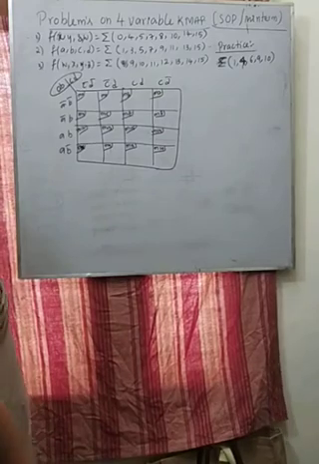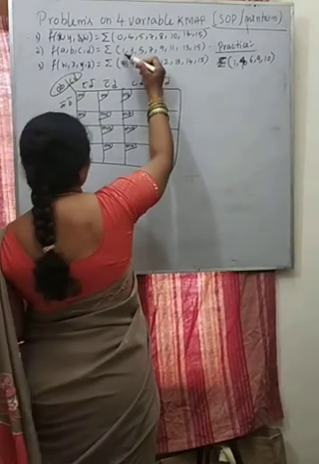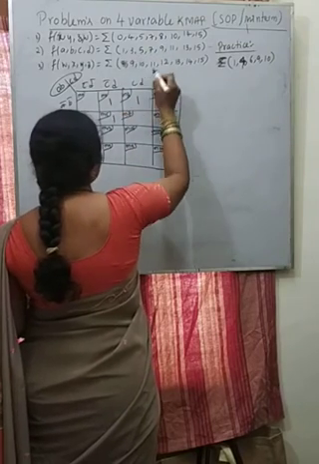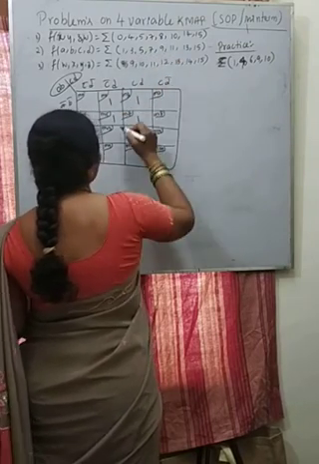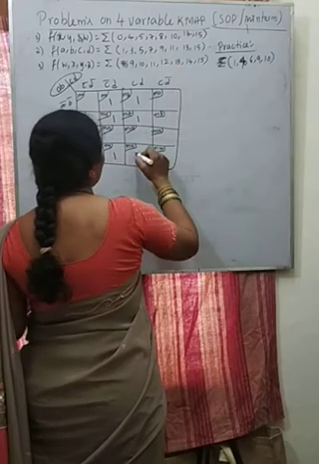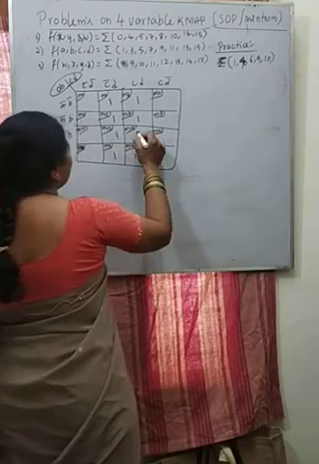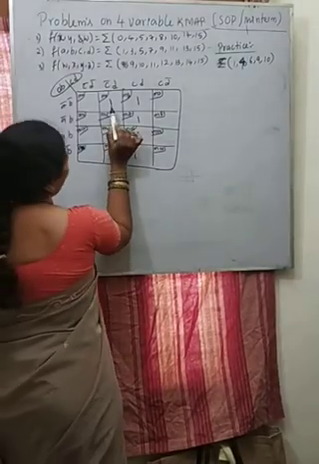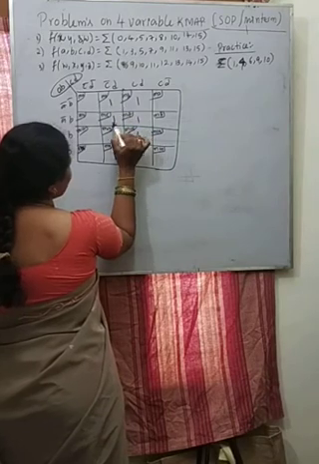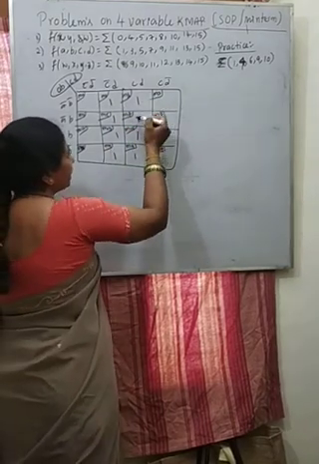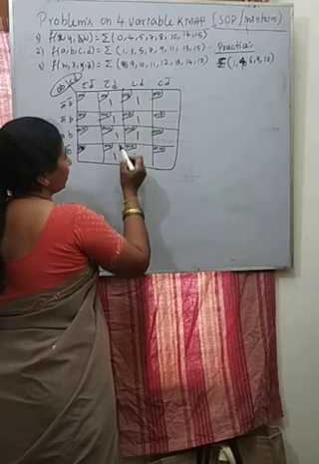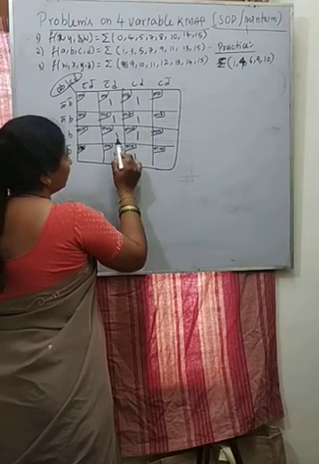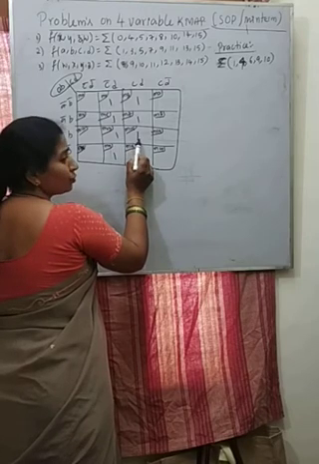Okay. In the second problem, what are the variable terms present? 1 is present, 3 is present, 5 is present, 7 is present, 9 is present, 11 is present, 13 and 15. See here, your 1 is adjacent to 3 as well as 5. Your 3 is adjacent to 7 as well as 1. Your 5 is adjacent to 13 as well as 7. 13 is also adjacent to 15.